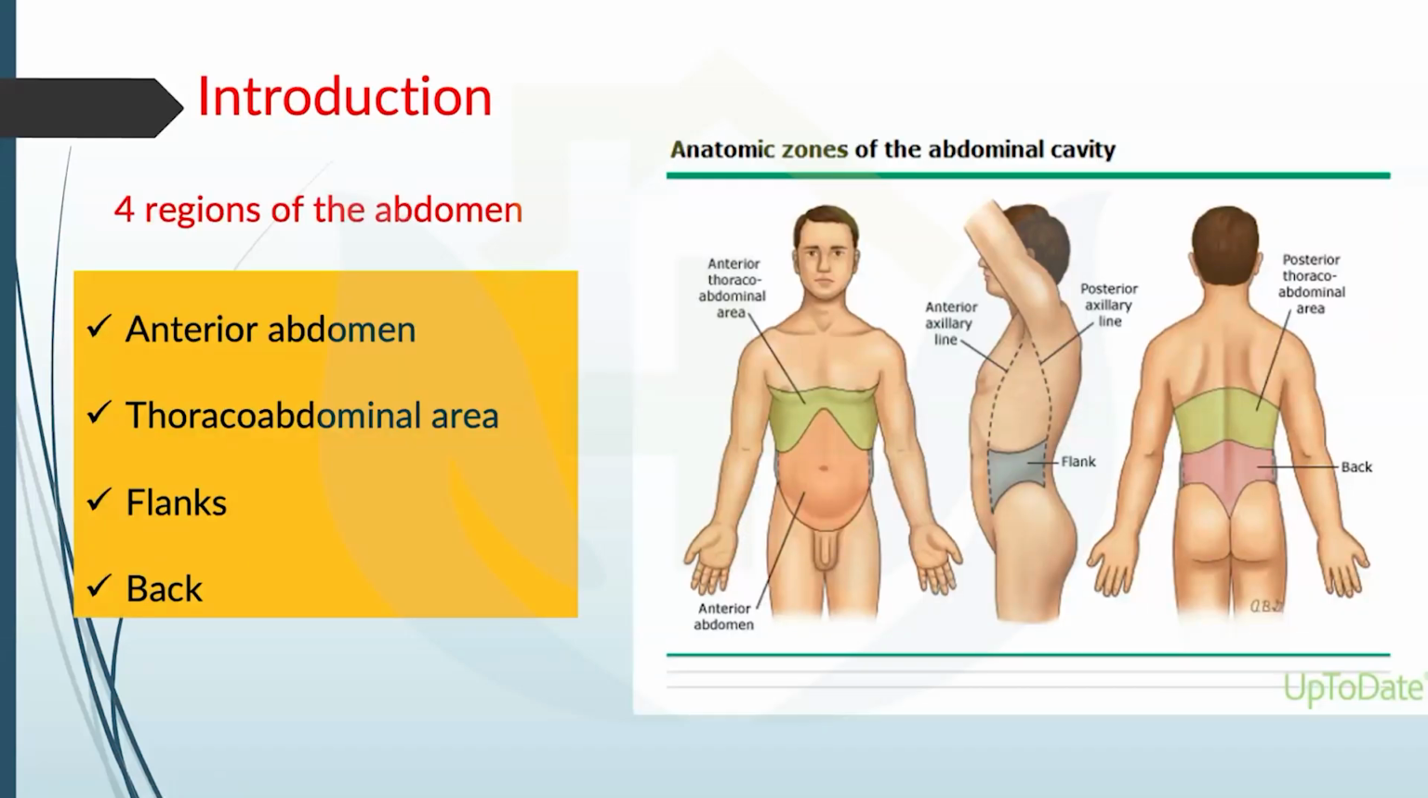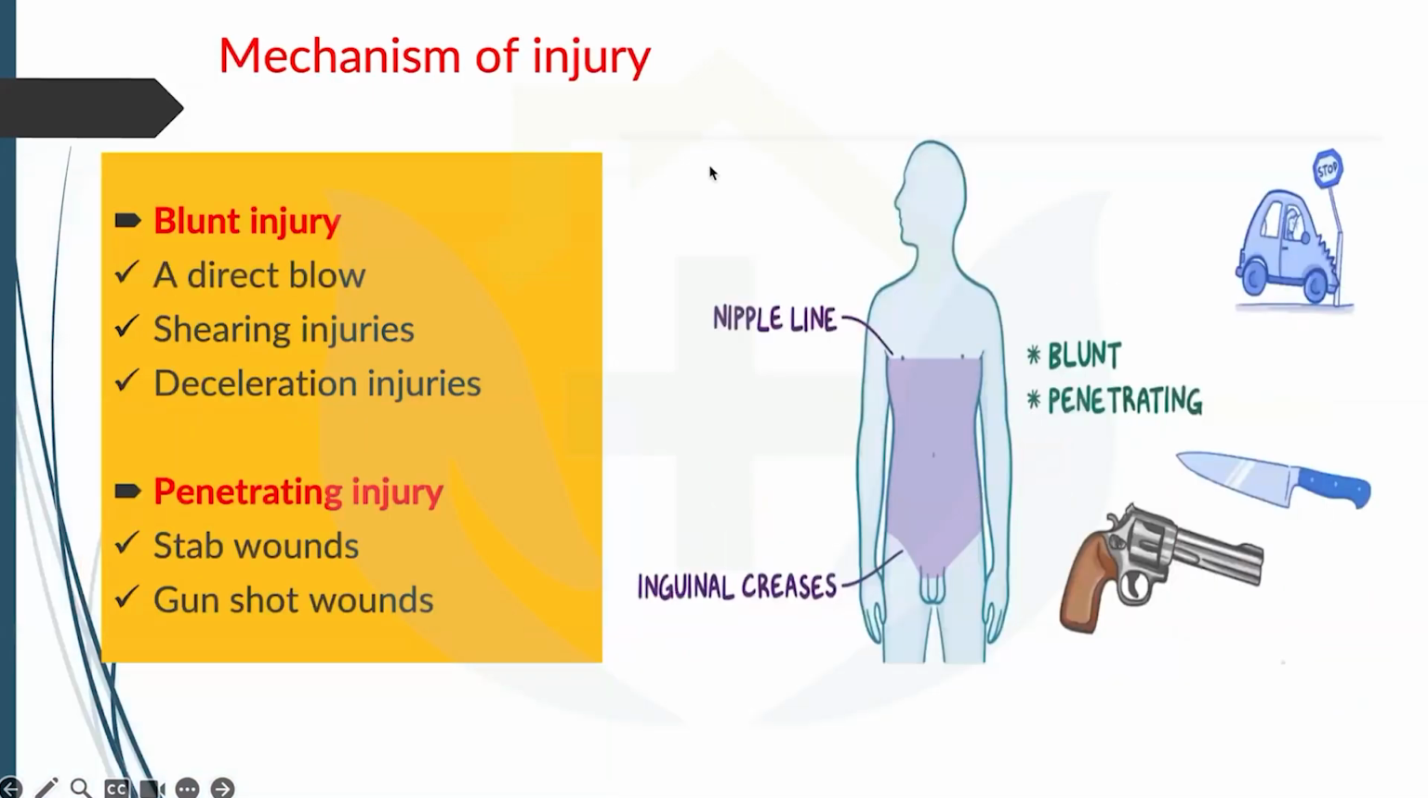The abdomen can be divided into regions: the upper abdominal part, the anterior thoracoabdominal area, the posterior thoracoabdominal area, the two flanks, and the back. Mechanism: it could be blunt trauma, like a hit. For example, a passenger sitting inside a vehicle gets crashed into by some other vehicle or a heavy truck, and gets trauma in the anterior, posterior, or side part of the abdomen without any penetrating injuries. There can be penetrating injuries as well.